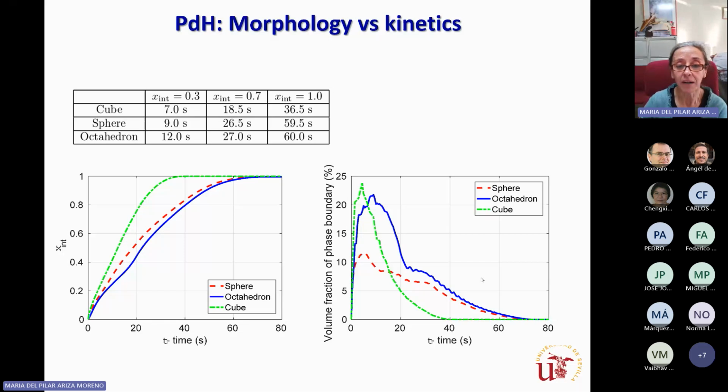So more comparisons of the fraction of phase boundary through the simulation, and in terms of the total volume of the nanoparticle. There are peaks here, and then they release.